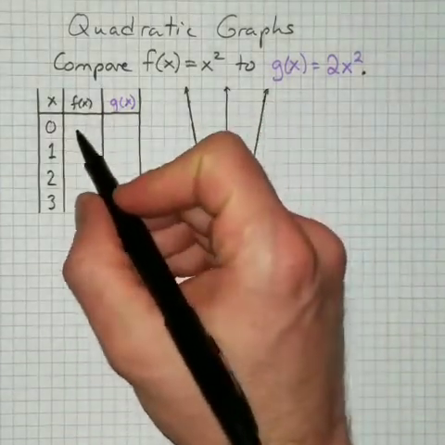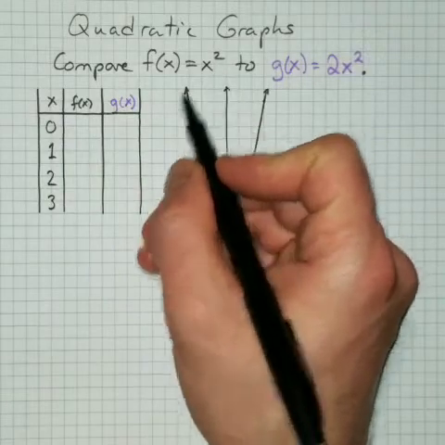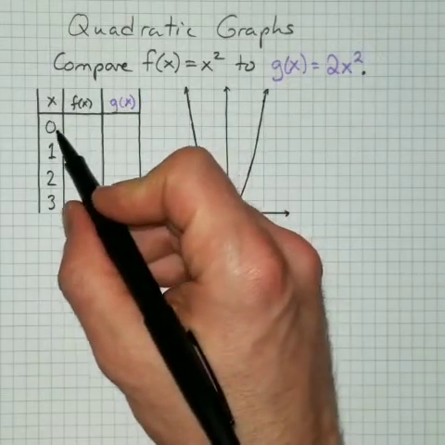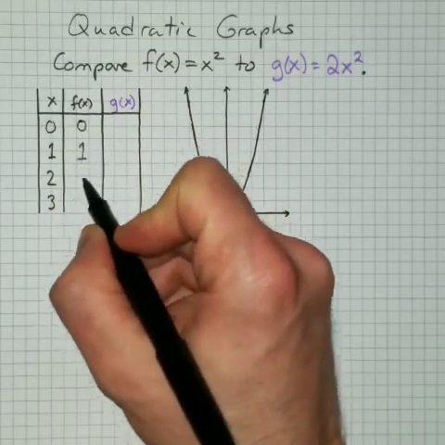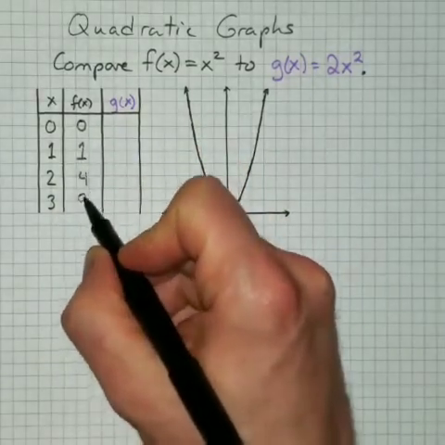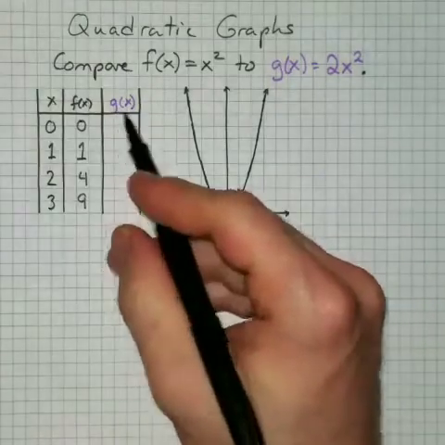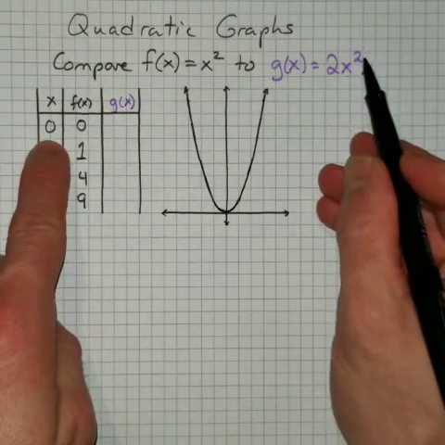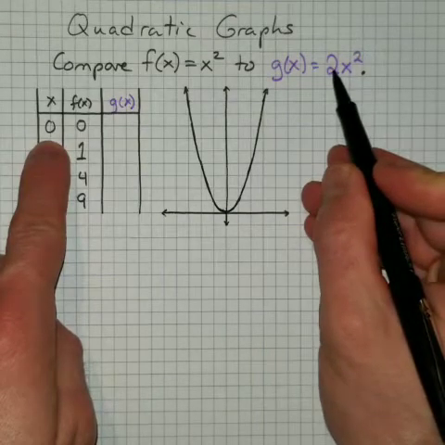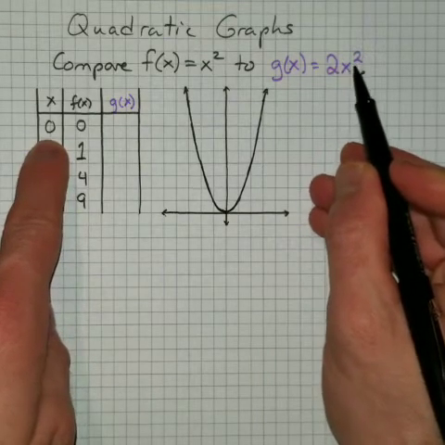So again, we plug in to the x squared function and just square each of these numbers. So 0 squared is 0, 1 squared is 1, 2 squared is 4, and 3 squared is 9. Now with the g function, you're going to again plug the x value in, square it, and then multiply by 2. Okay, so you square and then multiply by 2.